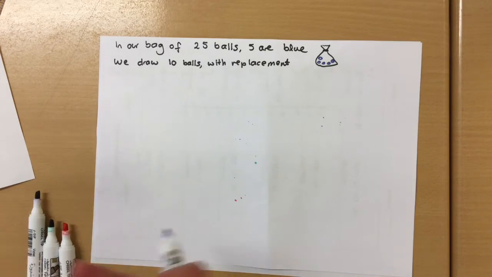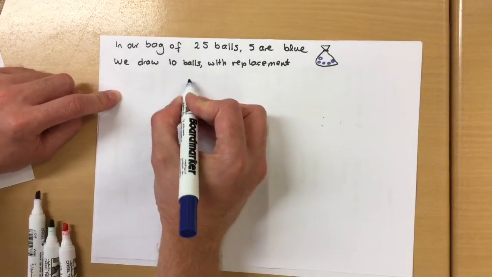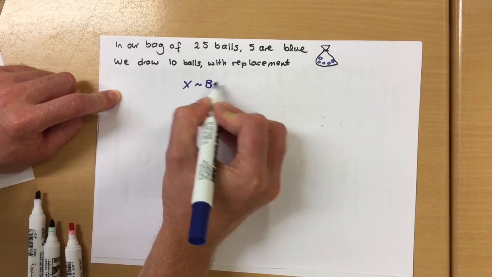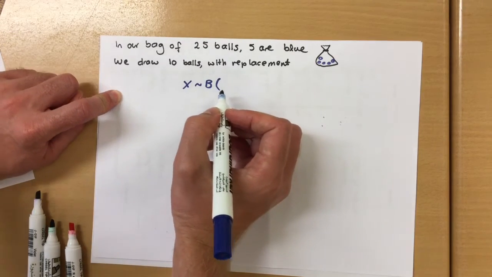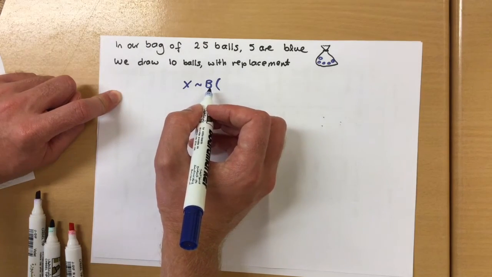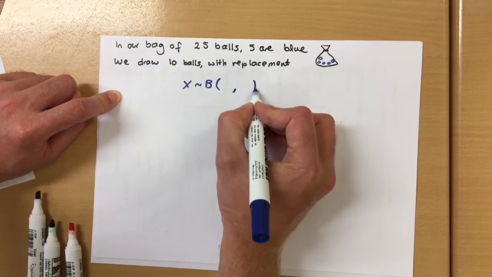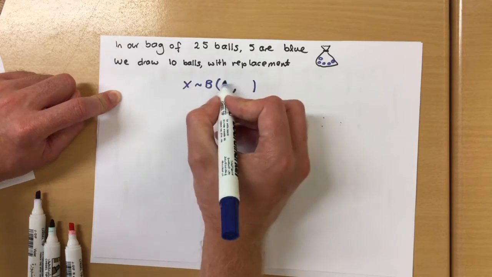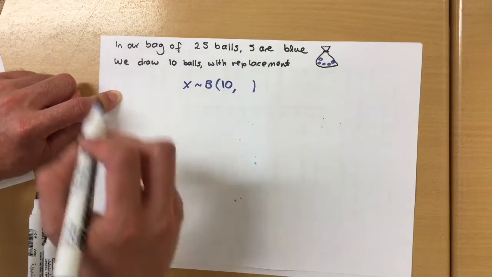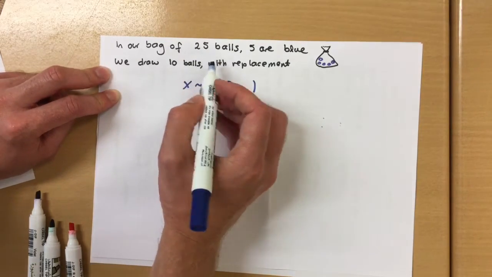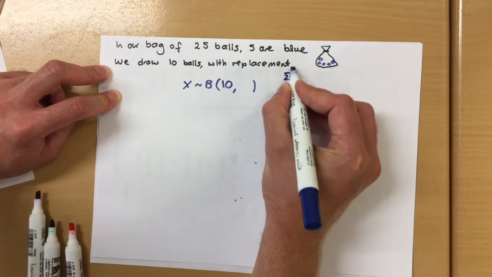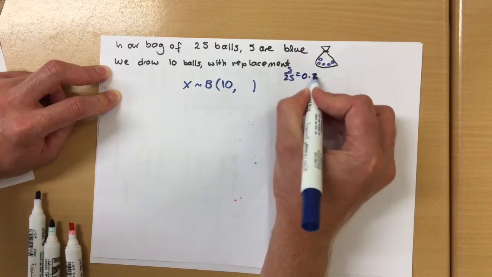So we need to first write down what our distribution is. So using x again, it is binomial, because it's with replacement, and there's a fixed number of trials. What is the fixed number of trials? Well, we're drawing 10 balls, so 10 is the fixed number. Don't be confused and write 25. We're drawing 10 balls out. And the probability is 5 out of 25, which is 0.2.